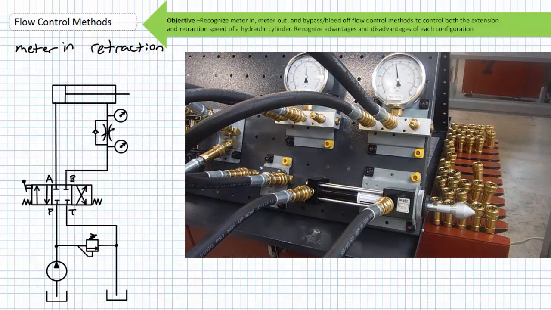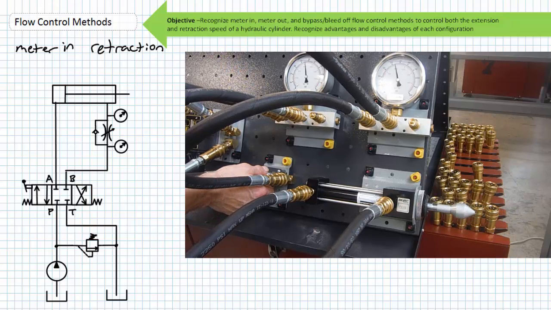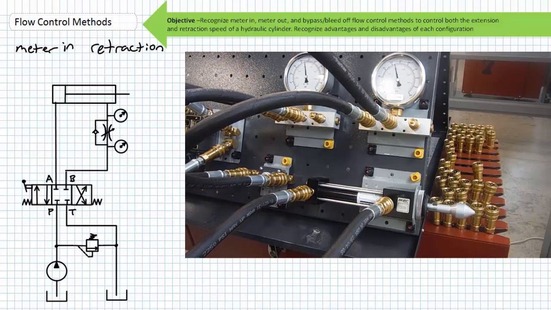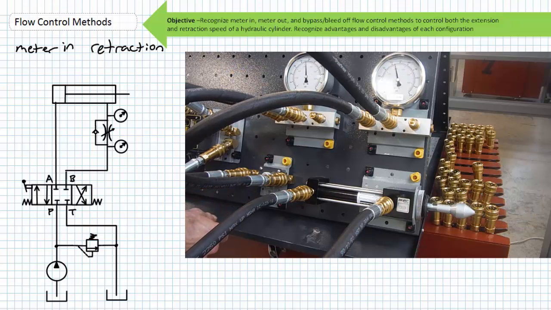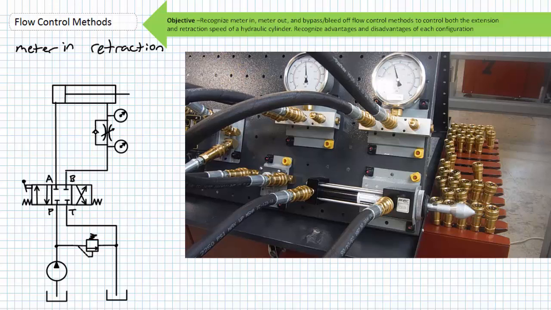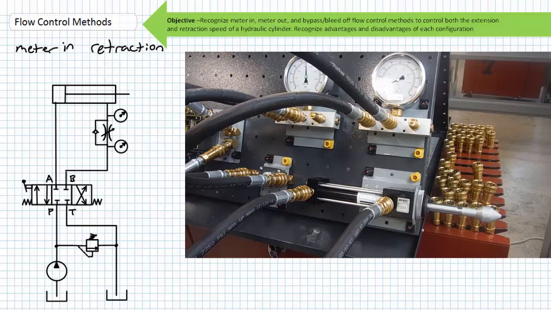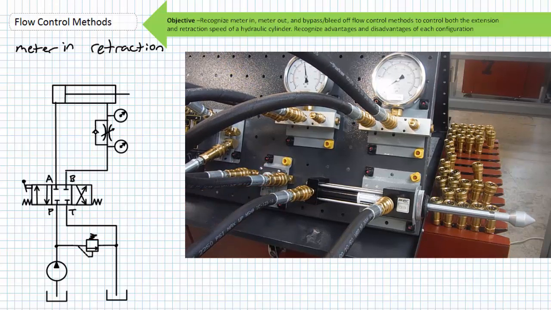In a meter in retraction configuration, I can control the speed of retraction by limiting flow input to our rod end. As I continue to decrease flow rate supplied to the rod end, notice the retraction speed goes slower and slower for subsequent iterations. Notice extension speed is unaffected because of the check valve bypass.